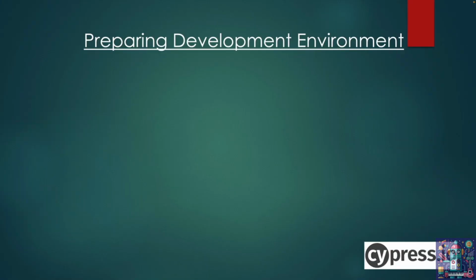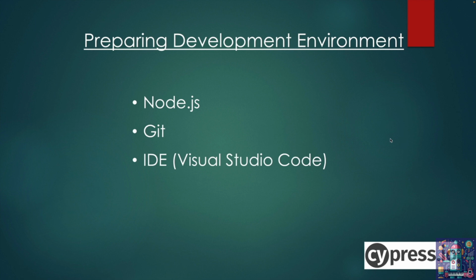And in this lesson we will talk about how to prepare a development environment so you'll be able to follow the class. So for this class you will need to install three components. We will need Node.js to run JavaScript applications. We need to install Git to manage our code and be able to clone the project from GitHub. And we need to install an integrated development environment, which will be Visual Studio Code.